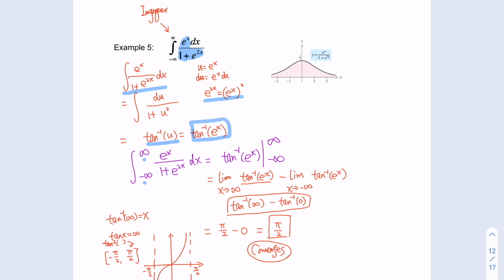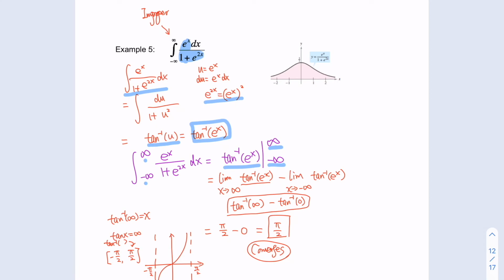I'm not going to use limit, but you could. Okay, so this gives us tangent inverse e to the x, negative infinity to positive infinity. So when we plug positive infinity in, e to the infinity gives us infinity. So tangent inverse infinity gives us pi over 2. When we plug negative infinity in, e to the negative infinity gives us 0. Tangent of what gives us 0? Tangent 0. So the final answer is pi over 2. It converges.